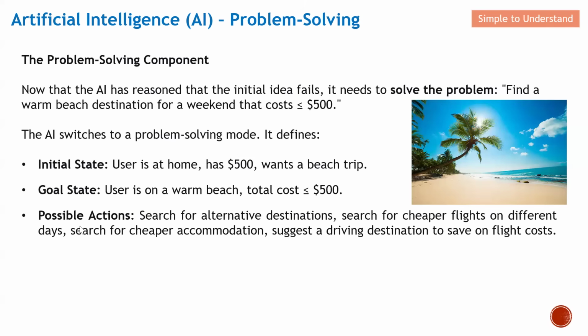Earlier on, I did mention that I need to take an aircraft. So basically, they will be searching for alternative destinations also. They will also be searching for cheaper flights on different days. Besides the weekend, they will select all possible different days also. They were also searching for cheaper accommodation, and suggesting a driving destination to save on flight costs. You can see that the flight cost becomes a major part, and therefore, instead of taking a flight, they suggest to drive. Then you will be able to meet the budget of $500. All this can be done by the problem solving of the AI.